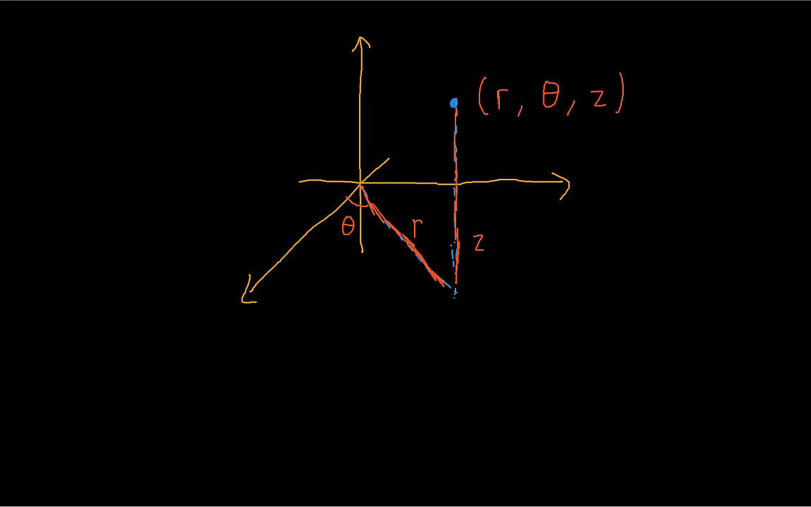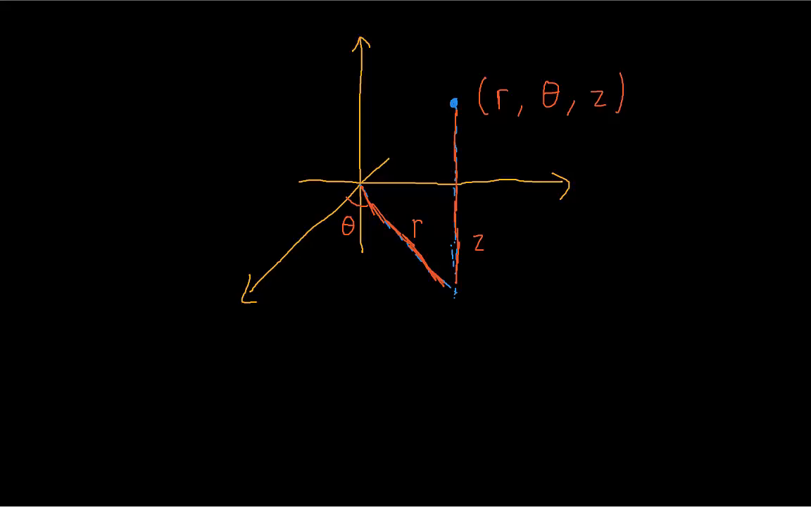So basically, r and theta are the polar coordinates of the projection of the point onto the xy plane. So you can think of it as you describe the point using polar coordinates in the xy plane, and then use the z to describe the height above the xy plane.